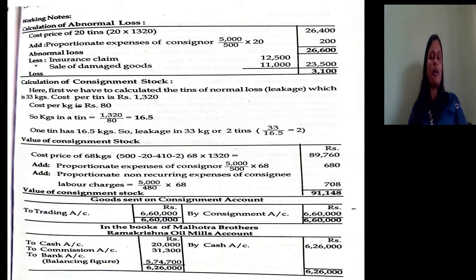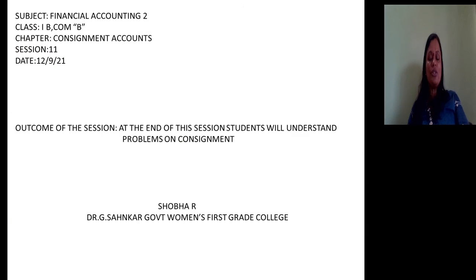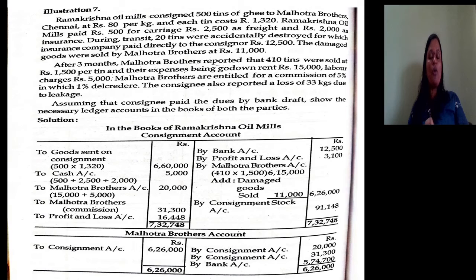Did you get my point? Total cost per tin divided by cost per kg is equal to kgs in a tin. Means a tin consists of how many kgs of ghee? A tin consists of 16.5 kgs of ghee. So once you know that, let me concentrate on the problem.